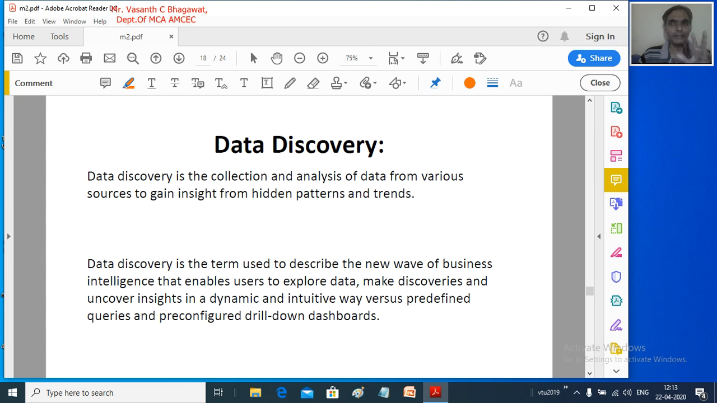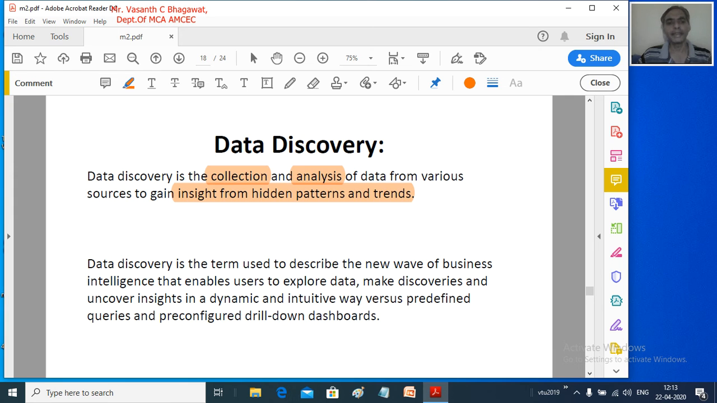Now let us see the definition of data discovery. Data discovery is nothing but collecting data, analyzing the data from various sources, and seeing what insight you can get from hidden patterns. So from the previous data or the data source, you collect, analyze, and try to get some hidden patterns and trends.